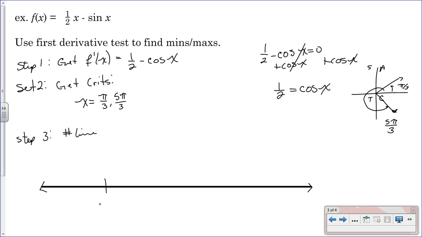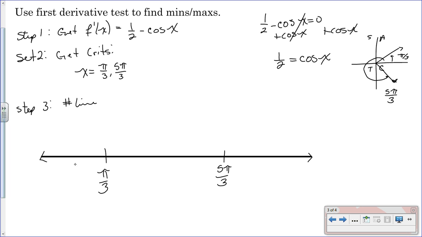So let's put pi over 3 here, 5 pi over 3 here. Now what we want to do is get a point on this side of pi over 3. I'm going to star the criticals so we can keep them separated. So let's put 0 here. We need to find a point between them. It doesn't matter if it's exactly between them or not, as long as it's between them. So let's pick pi. And then we have to get a point on the other side of 5 pi over 3. So let's use 2 pi.